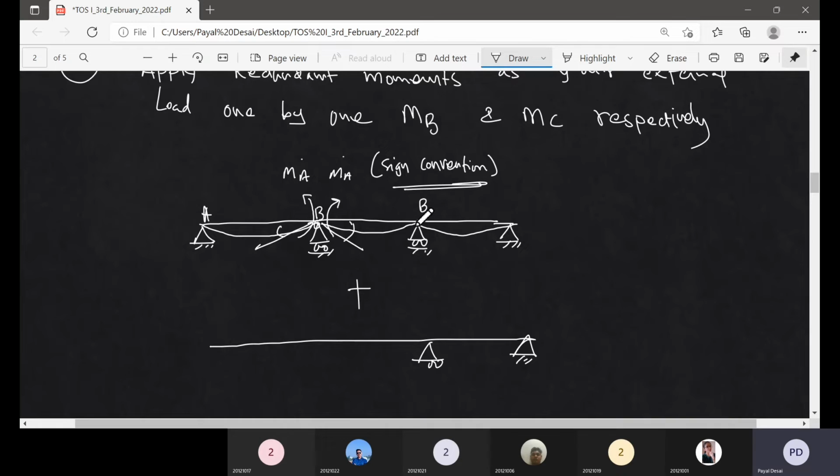By the way, this is still an internal hinge, and you apply tension in the bottom, because this sign convention will give you the tension in the bottom. Okay, so this I'm taking a slightly reverse approach as compared to our earlier examples.